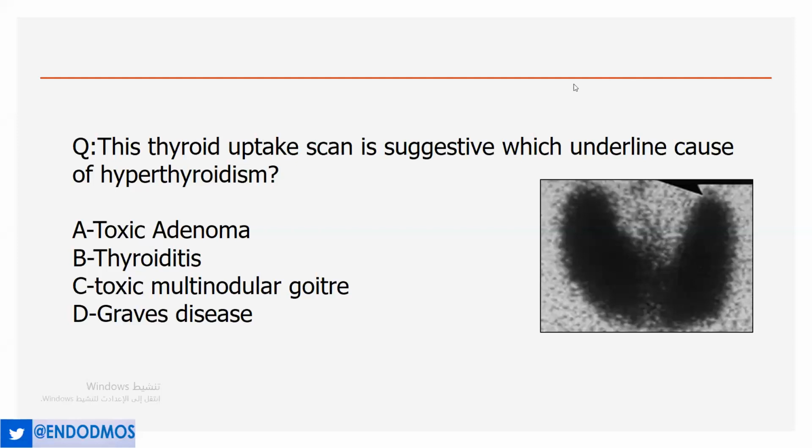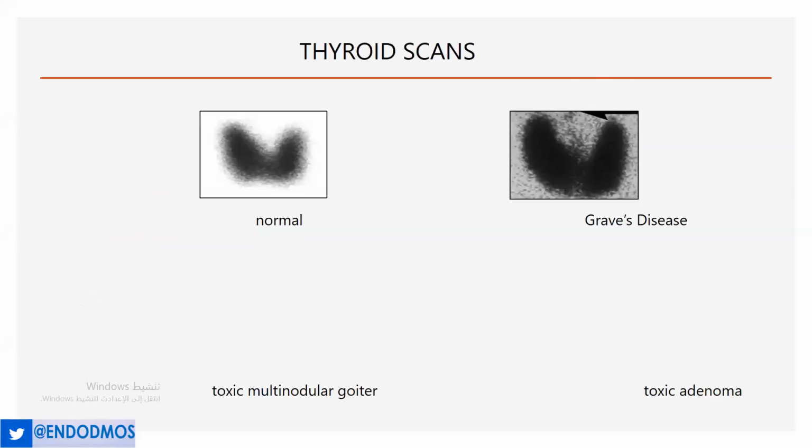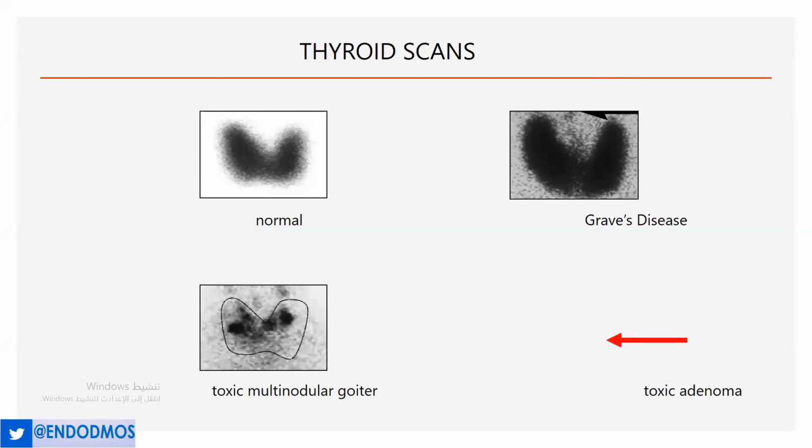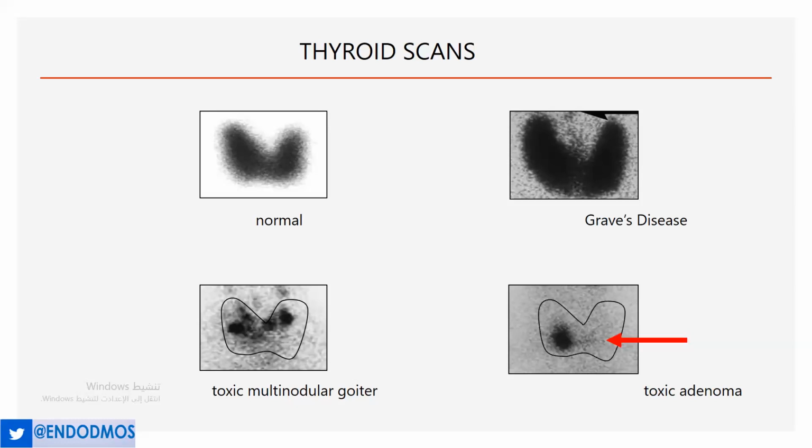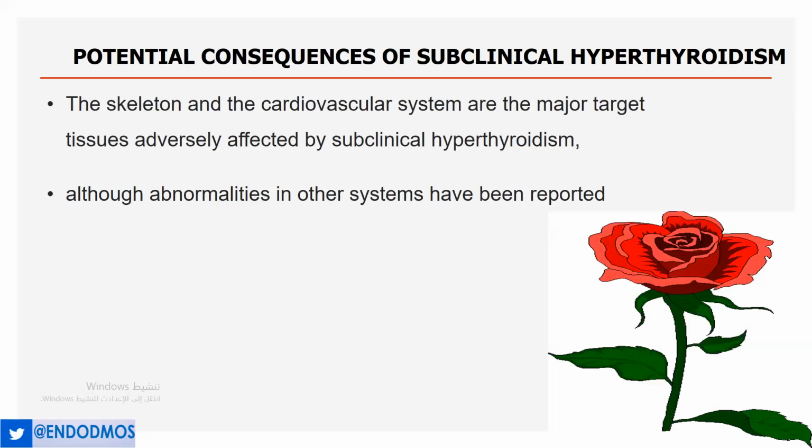So many answers: B, D, D again. But actually the correct answer is that you see homogeneous uptake in the whole gland. It means Graves' disease. This is a quick revision on how to differentiate: toxic multinodular goiter shows multiple nodules on both sides, toxic adenoma shows one nodule, and Graves' disease shows uptake in the whole gland, which is what we see on uptake scanning.